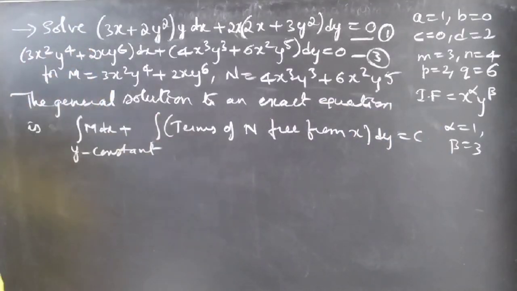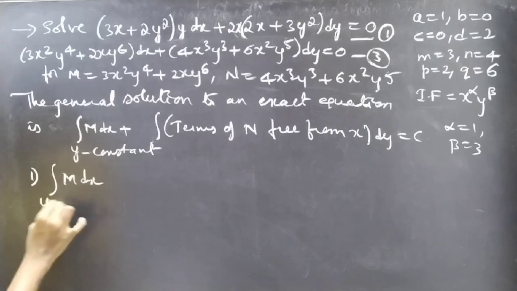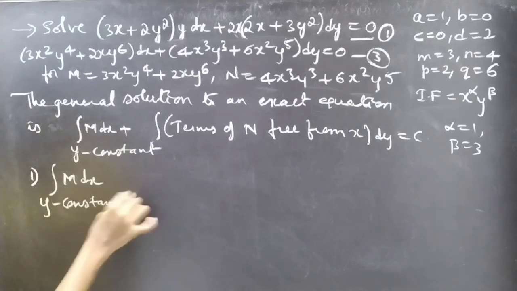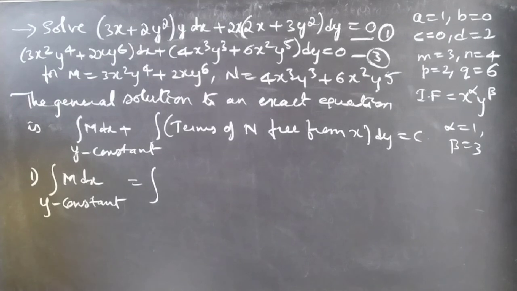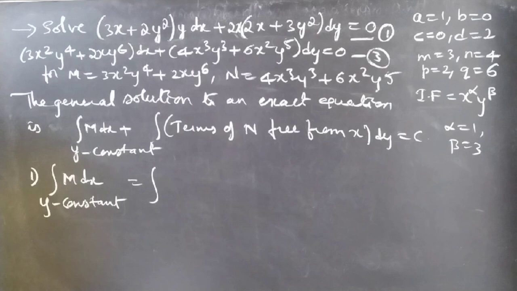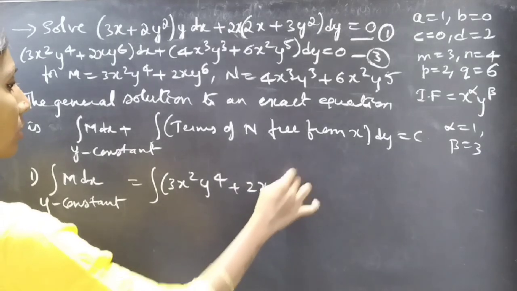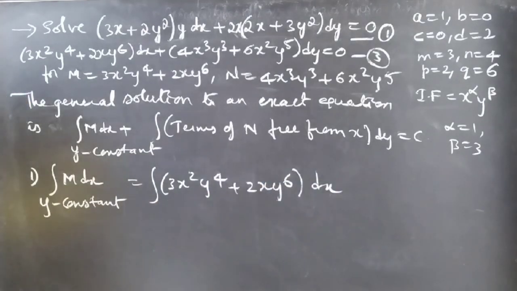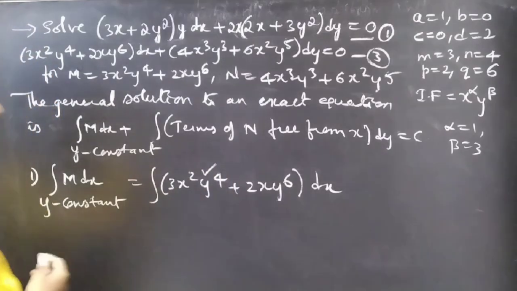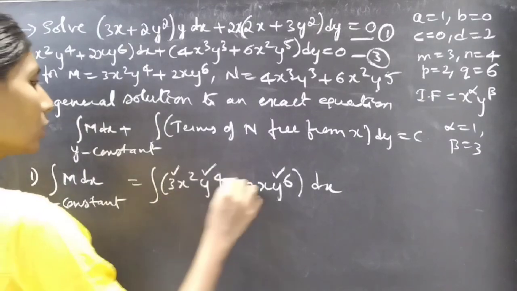So we'll find each integral separately for our convenience. I'll begin with the first one, the integral of m dx treating y as constant. For m equal to 3x square y power 4 plus 2x y power 6 into dx. So here we need to treat y as constant. In the first term y power 4 is constant, and in the second term y power 6 is constant. Also 3 and 2 are constant.